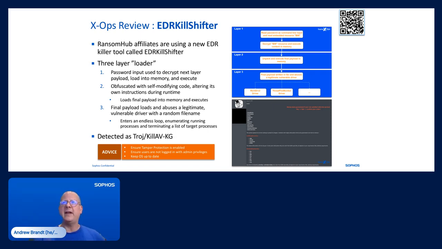Cool things about this is that it has some really interesting characteristics, like it self-modifies its code. So as it's running, it is changing the next subroutine to actually make it the active subroutine to do the bad thing. So when we are looking at it statically, it looks like a bunch of junk, and then once it runs, it is sort of unfolding as it runs the operations that it needs to be able to install these drivers, and it embeds multiple of these drivers, and we're detecting it with this Troj/KillAV-KG detection in our endpoint.